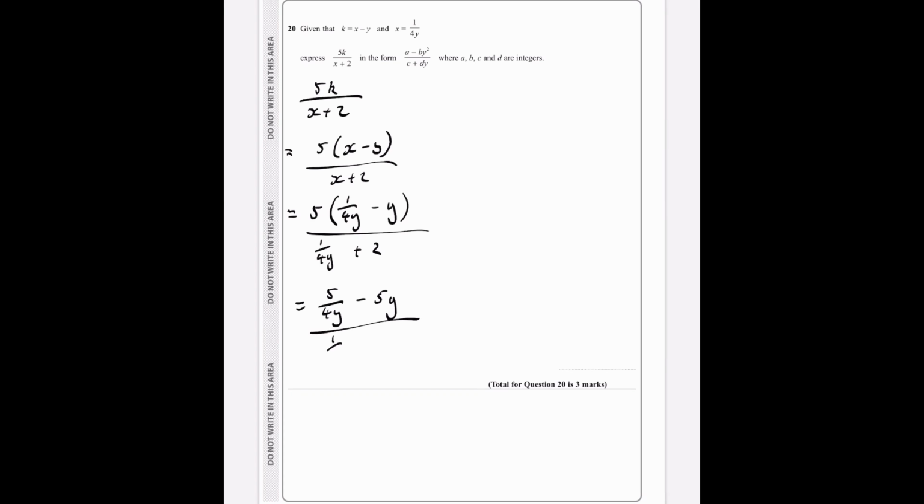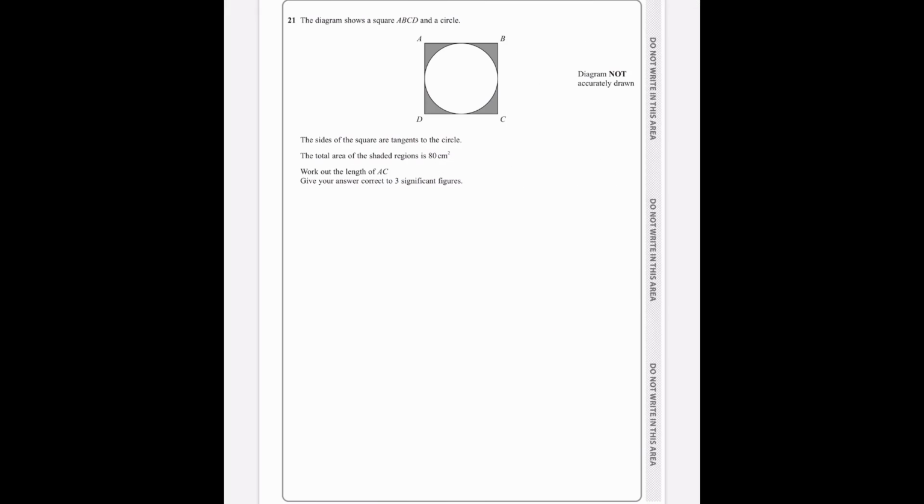Now the key to unlocking this one is to multiply by the fraction 4y/4y, which is a legitimate step because that fraction is equivalent to 1. But when I multiply the numerator by 4y, it cancels with the 4y that's in the denominator of the fraction that's in the numerator, leaving us with 5. And then 5y times 4y is minus 20y squared. And then similarly with the denominator, we get 1 plus 8y. So 5 minus 20y squared over 1 plus 8y.